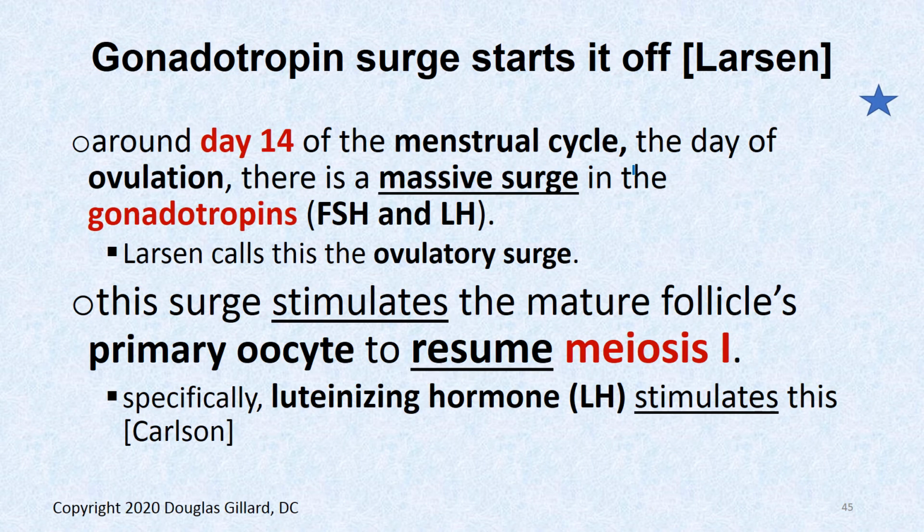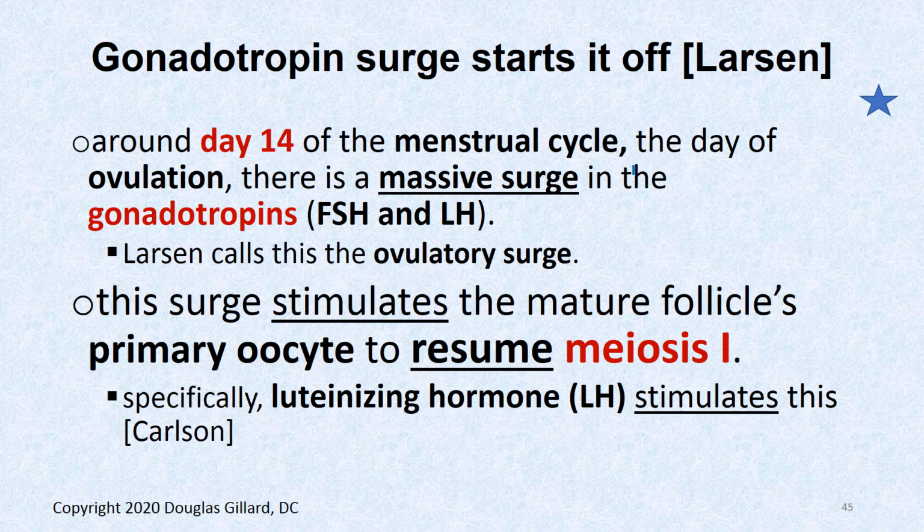How does it get released? So here's the final day. So about day 14, that's the ovulation day, right? In the morning of day 14, there is a huge surge of gonadotropins. FSH and LH are released from the pituitary by mechanisms we won't worry about. The surge stimulates the follicle's primary oocyte to resume meiosis 1. What? Yes. Sleeping Beauty, our primary oocyte, we really haven't talked about it much, it's finally going to do something.